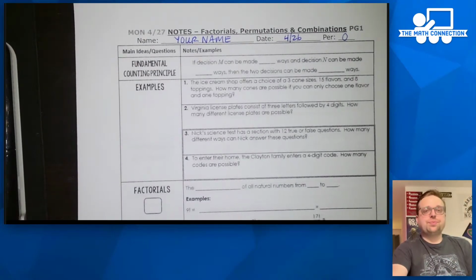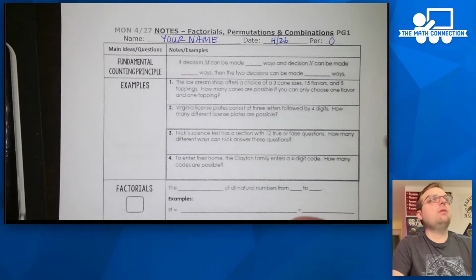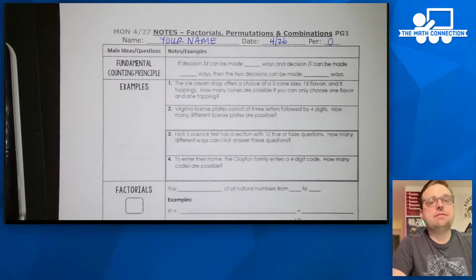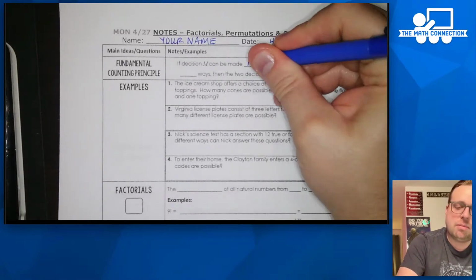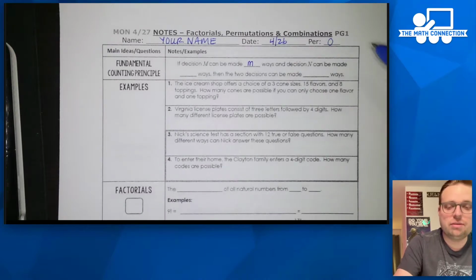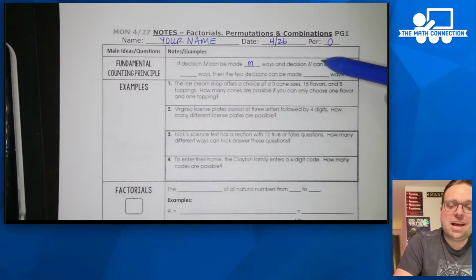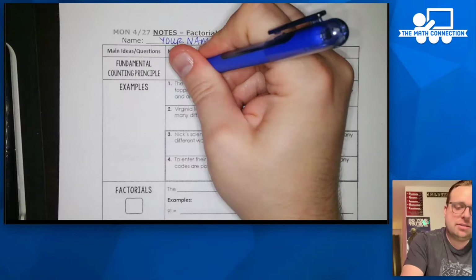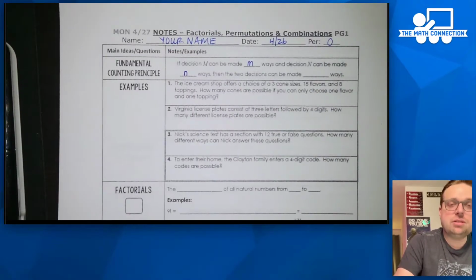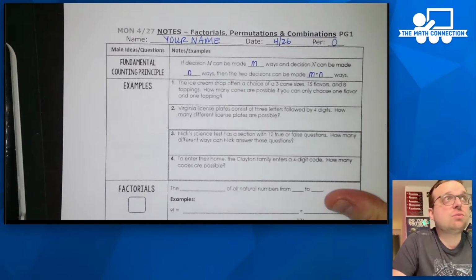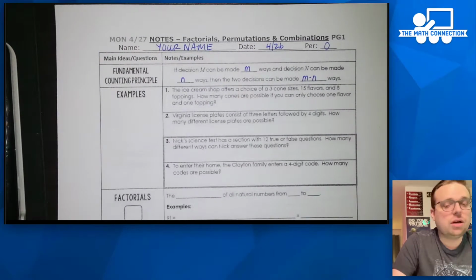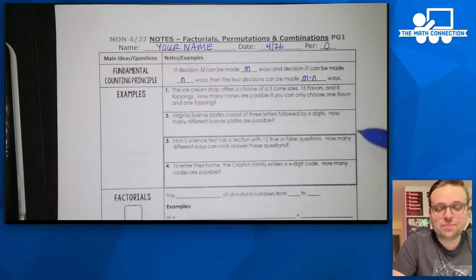Okay, so to start this out, we're going to talk about something called the fundamental counting principle, which says that if decision M can be made M number of ways, so that's a number, it's a variable, and decision N can be made N ways, then the two decisions can be made M times N ways. So that's the rule that you should be following, and then we're going to apply that to some examples here.